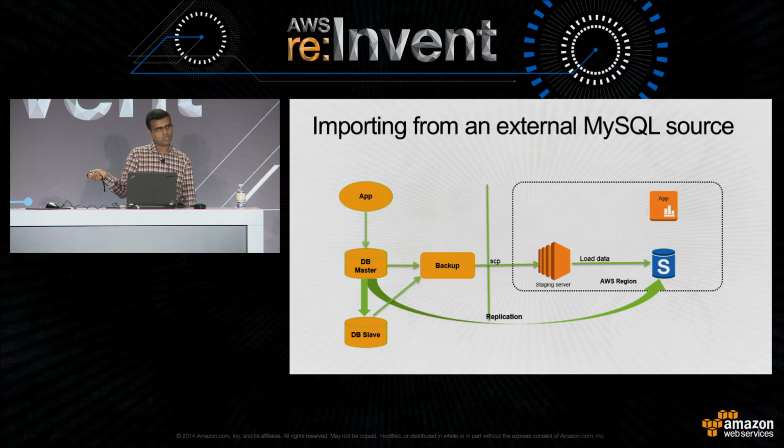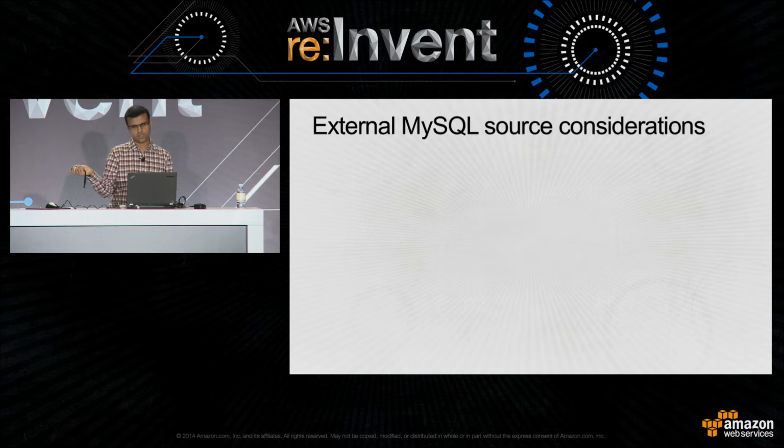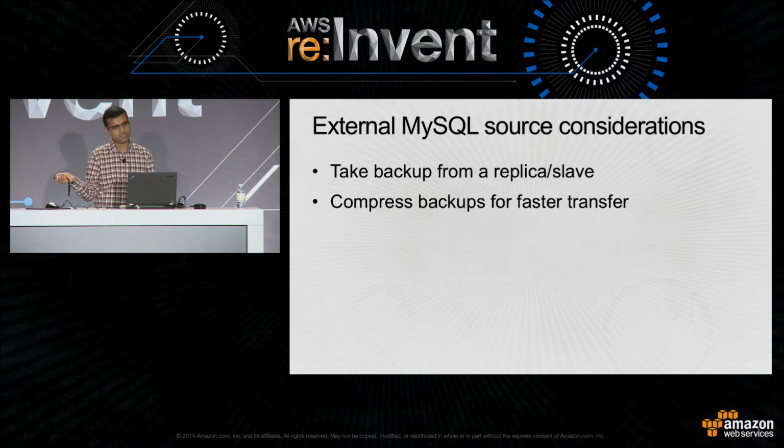So once that's done, you would want to promote the RDS instance to your master and point your application to it. So a few best practices when migrating data. Like we discussed, it's best to take a backup from a replica or a slave if you can. And the obvious thing is to compress your backup so that the transfer to a staging server is quicker.